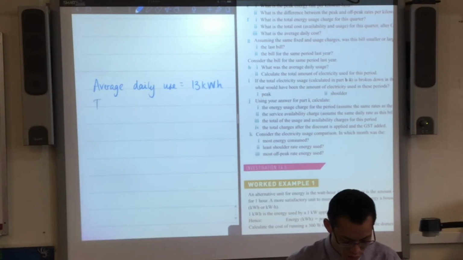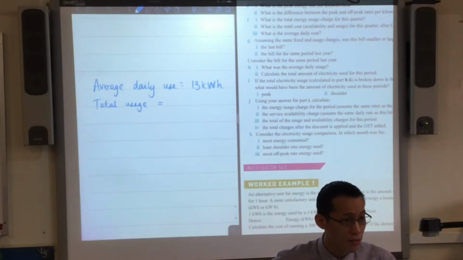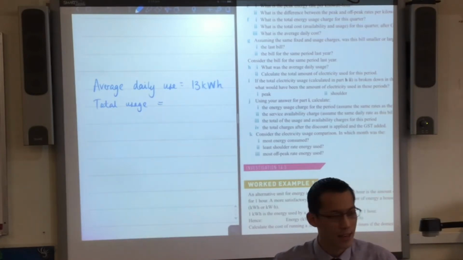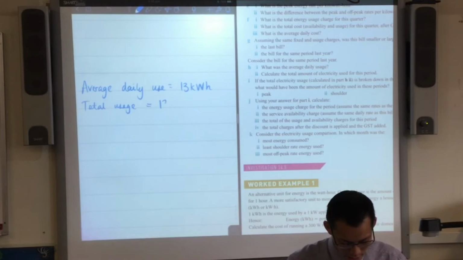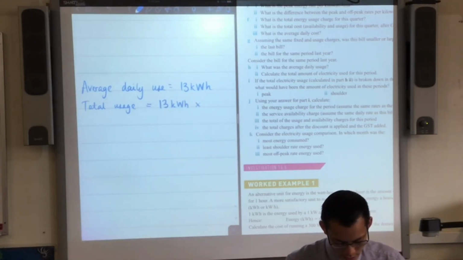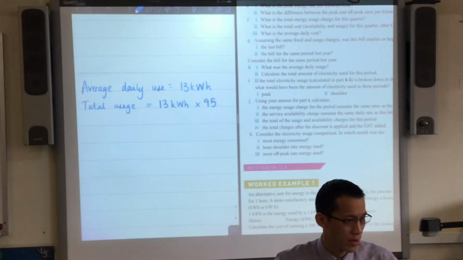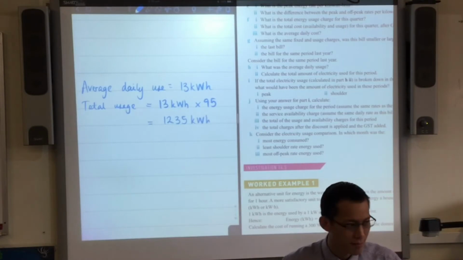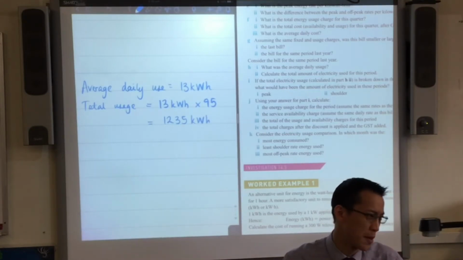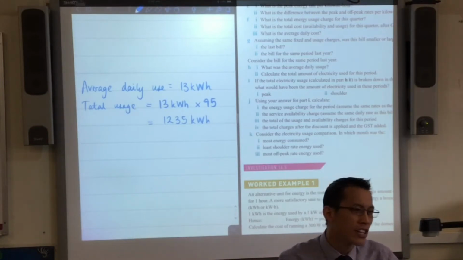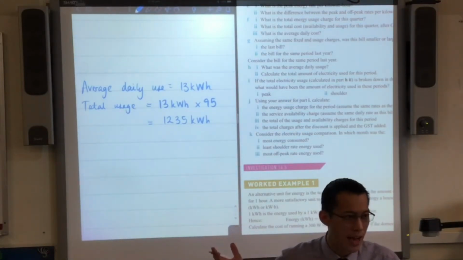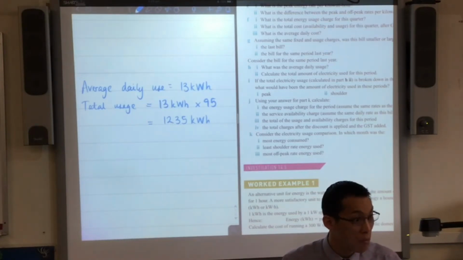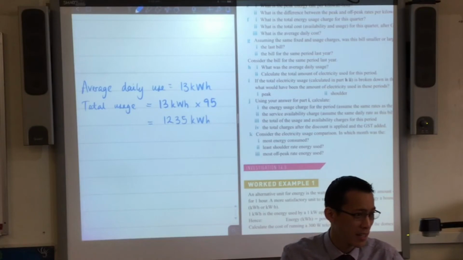Then when you say total usage, I'm going to encourage you not just to write down 13 times 95. One of them is an electricity quantity and the other one is a period of time. So I'm going to write 13 kilowatt hours times 95. I can tell which one is which. Pretty sure that's 1,235. How did you do that? Because I already calculated it. It's not that hard. 13 times 95 is close to 13 times 100, so it's like 1,300 minus a little bit.